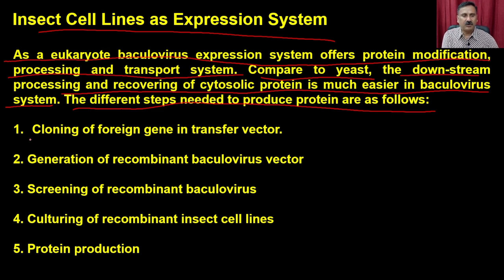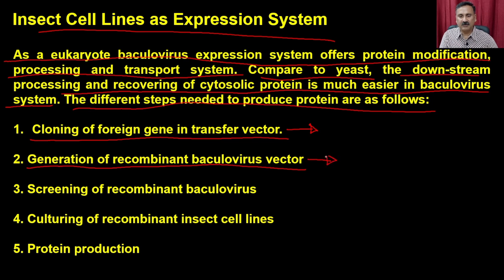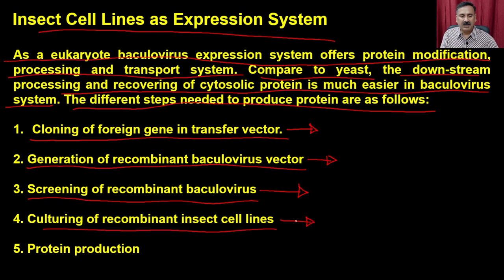In step one, you clone the foreign gene into the transfer vector, and then you will have the recombinant baculovirus expression system. Once you clone the gene into a transfer vector, it is going to be transferred onto the viral genome and used for production of the recombinant baculovirus vectors. Then in step three, you screen the recombinant baculovirus. Then you culture the recombinant insect cell lines. And in step five, you do the protein production.